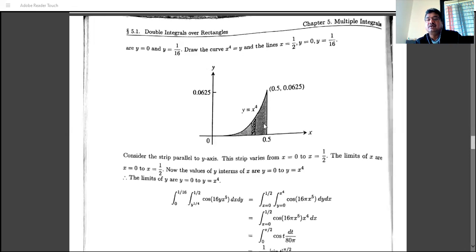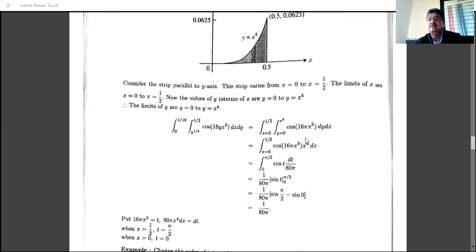In order to cover this region, we have to move this strip from this point to this point, so 0 to 0.5. 0 to half is the limit of x. Then integration with respect to y: cos(16πx^5) is constant, so its integration is cos(16πx^5) times y, in square brackets with y running from 0 to x^4. The value at the upper limit is x^4 minus x^0, that is x^4.